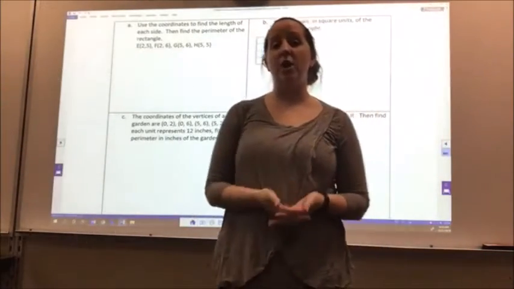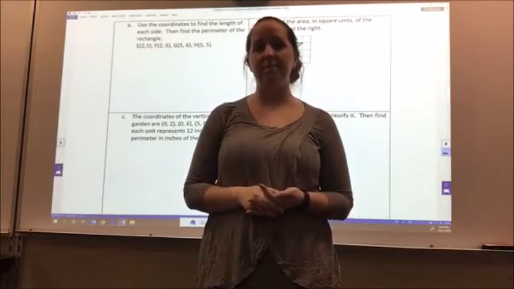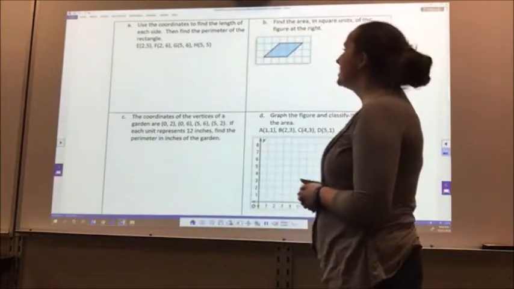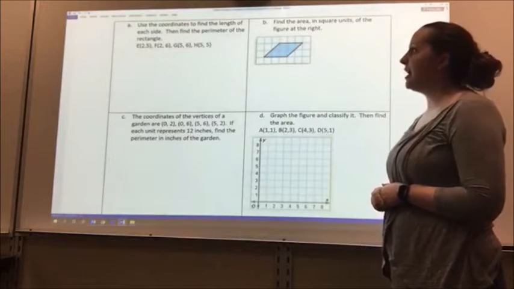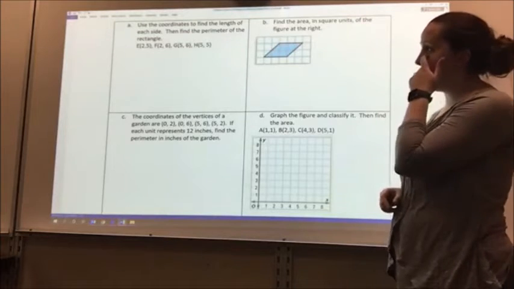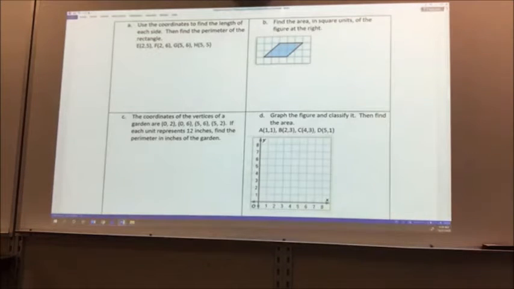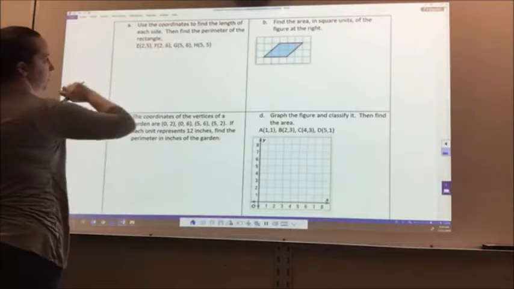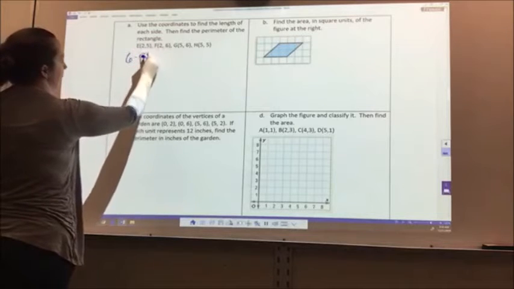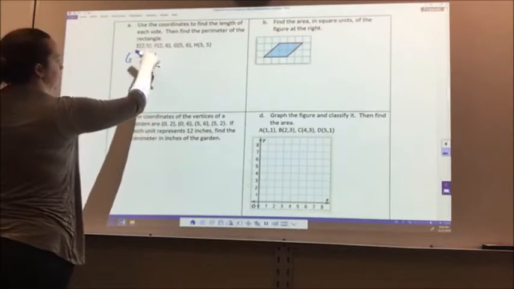Alright, now that you've had a chance to try out the try it problems, let's go over the answers together. So the first one, letter A, says use the coordinates to find the length of each side. Then find the perimeter of the rectangle. So E is (2, 5), F is (2, 6), G is (5, 6), and H is (5, 5). So we know it is a rectangle, so I need to subtract. These two have the same x values, so I subtract my y values. 6 minus 5 is 1. So that's E to F.